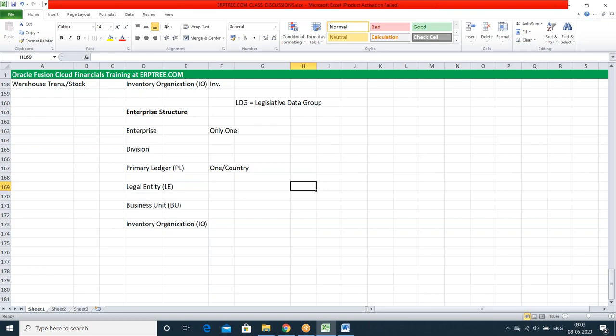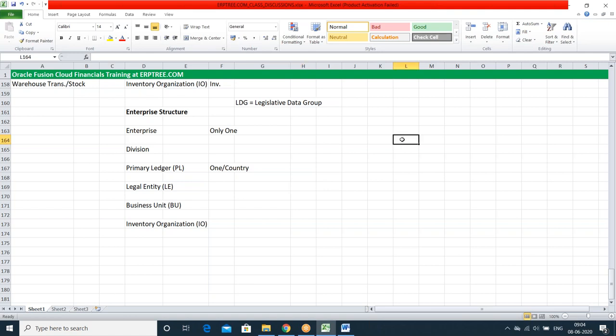When you create the primary ledger, within the primary ledger we have to select the currency. For every country, the currency is different, right? So the very primary difference is the currency for every country. So since we are going to do the implementation for 10 countries, for each country we have to select a separate currency. That is the reason for each country you have to create a separate primary ledger. And the other point is, country-wise you can also have a separate chart of accounts.